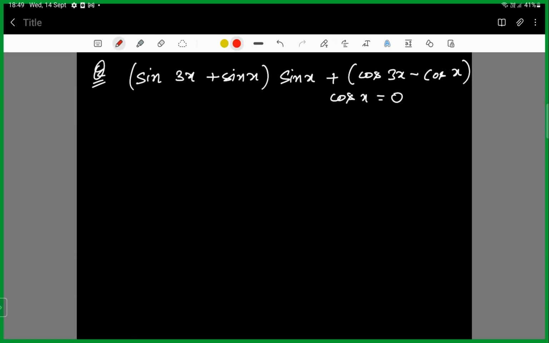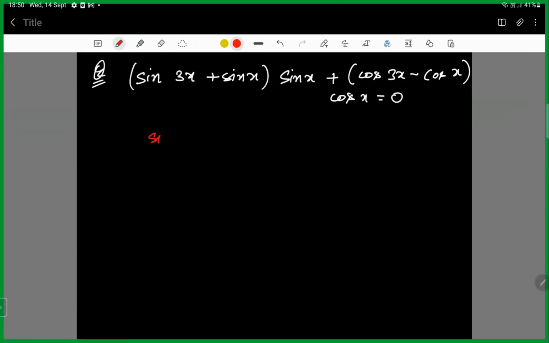Easy problem. See, the thing is, why you are not able to solve something is because you don't know how to. It's not because you haven't studied what I have taught, but the first thing is you don't know how to multiply trigonometric ratios.